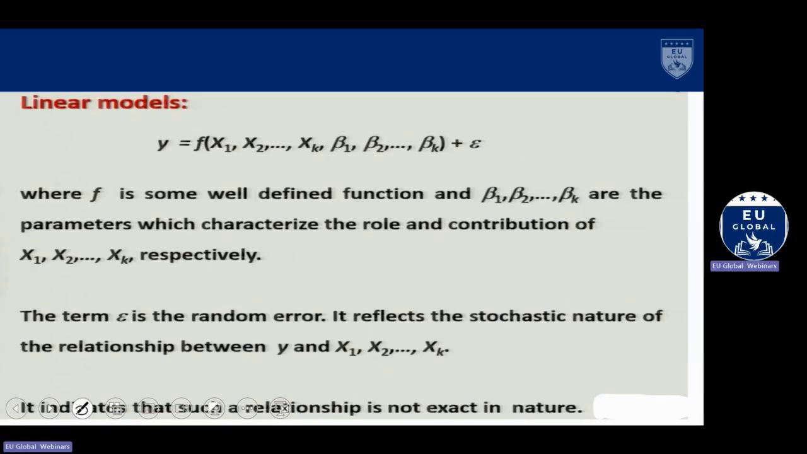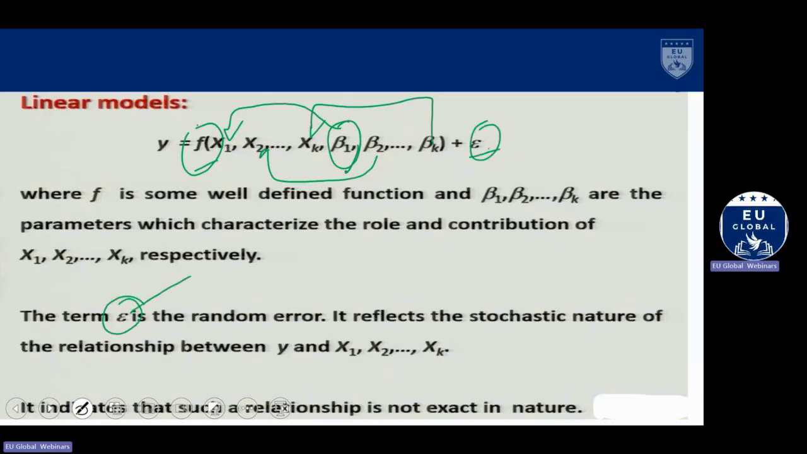So in the linear model, f is some defined function, and beta 1, beta 2, up to beta k are the parameters, which characterize the role and contribution of x1, x2, and xk. Beta 1 characterizes the role of x1, beta 2 characterizes the role of x2, and beta k characterizes the role of xk. And what is this e?